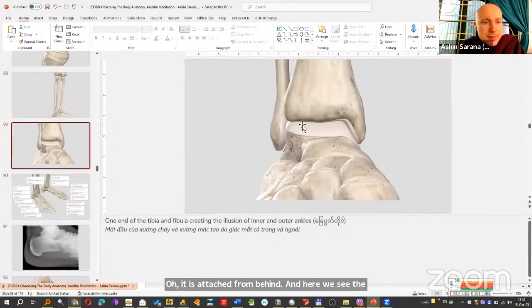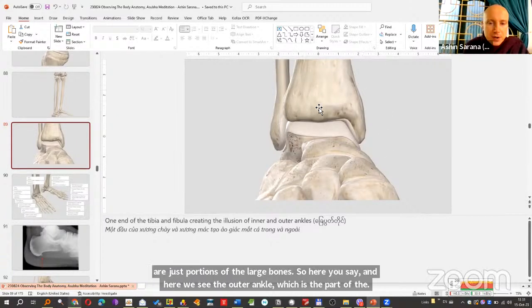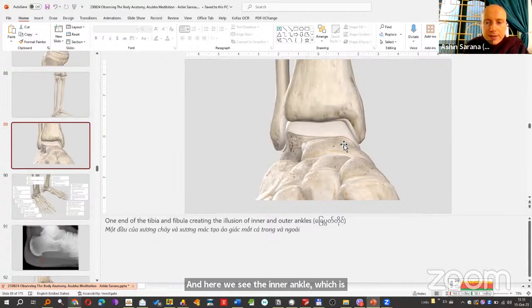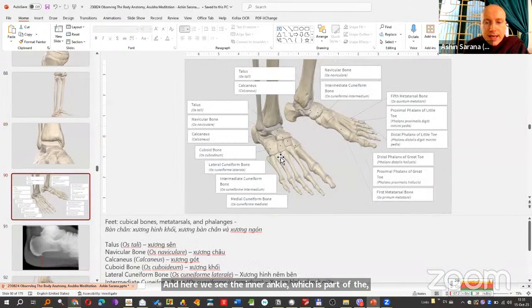And here we see the ankles. Ankles are not really separate bones. Ankles are just portions of the larger bones. So here we see the outer ankle, which is part of the fibula bone, and here we see the inner ankle, which is part of the tibia bone. Ankles are not separate bones. Now we will be looking again at the cubical bones, which are quite a few. And then there are the phalanges.